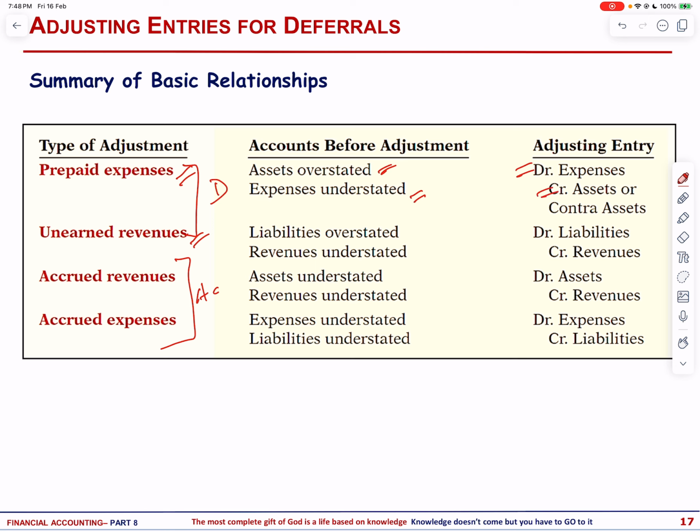In case of depreciation, there will be a contra asset, that is accumulated depreciation. For the unearned revenues, liabilities are overstated, revenues are understated. So liabilities have to be decreased because they are overstated. So liabilities are debit and revenues are credit to adjust the account. For accrued revenues and accrued expenses, we have already explained just now. So let us move on to the next slide.